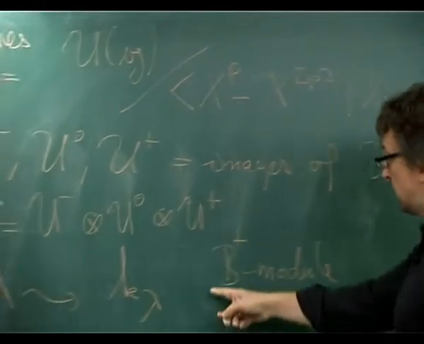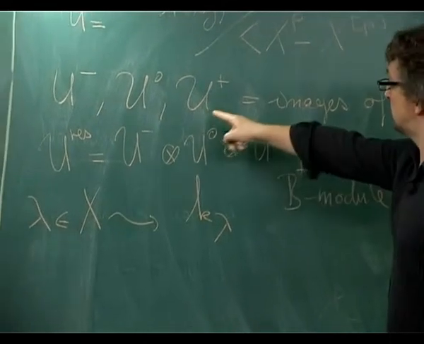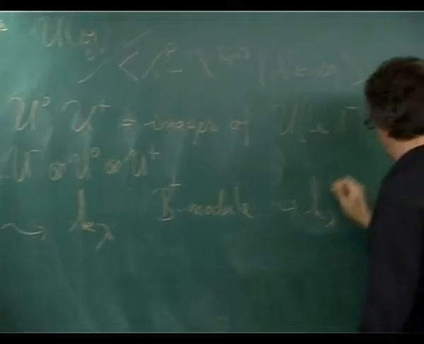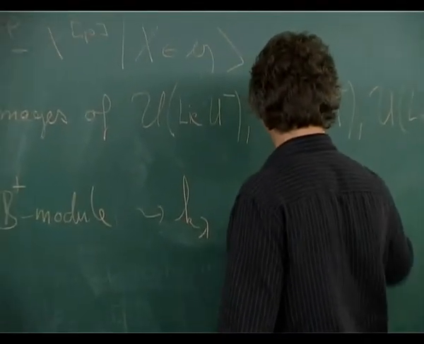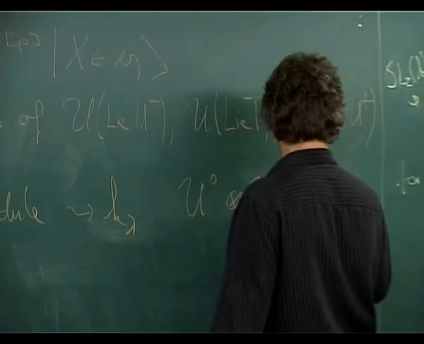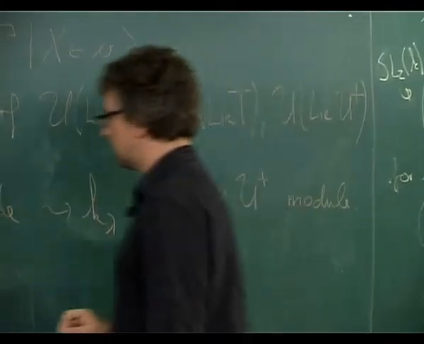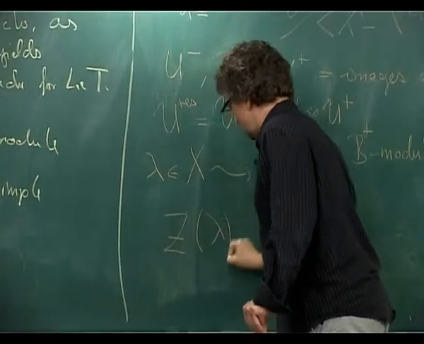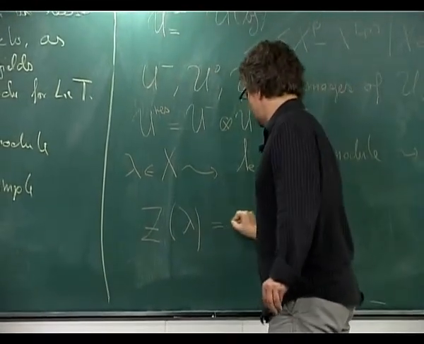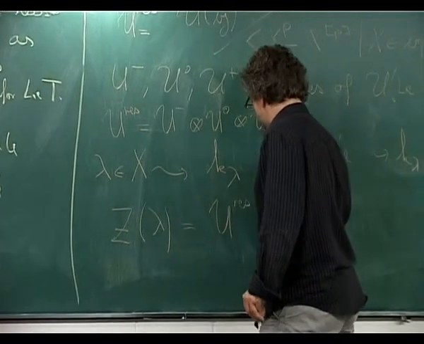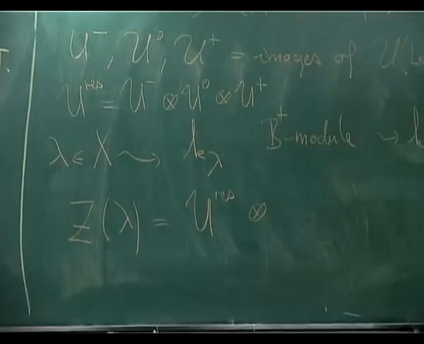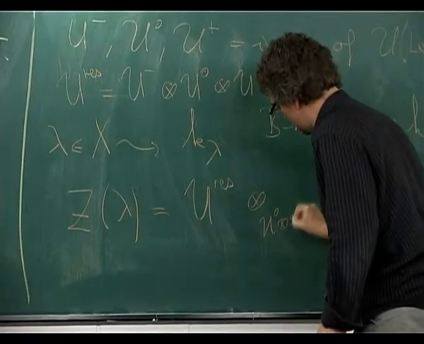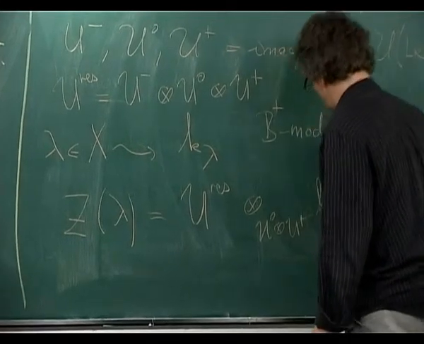And then we can consider it as a U0 tensor U plus module. And then we can induce, and we get a module Z lambda, which is U, the restricted universal enveloping algebra, tensor over U0 tensor U plus of K lambda.